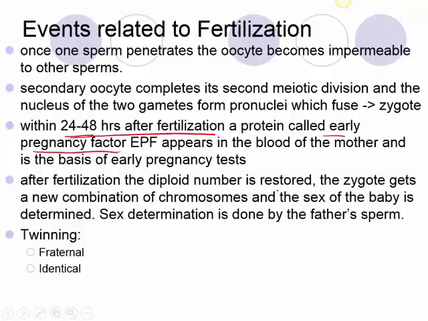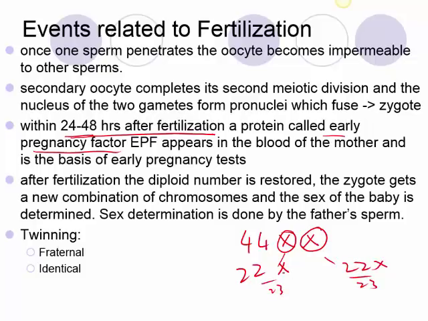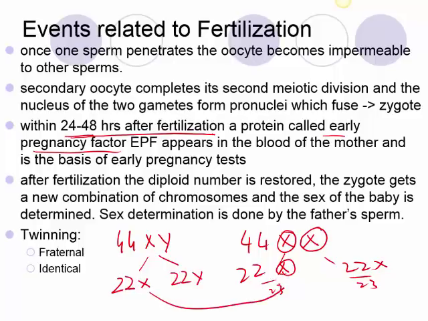Sex determination is done by the sperm, because in a female the chromosomes are 44XX. So the oocyte will always have 22X when it divides, so this becomes 23 chromosomes. So there will always be an X chromosome, whereas a male is 44XY. So when the sperms are formed, they can be either 22X or 22Y. So if the X meets the X, you get a girl. If the Y sperm meets an X, you get a boy. So it's the father who determines what the sex of the baby is going to be.